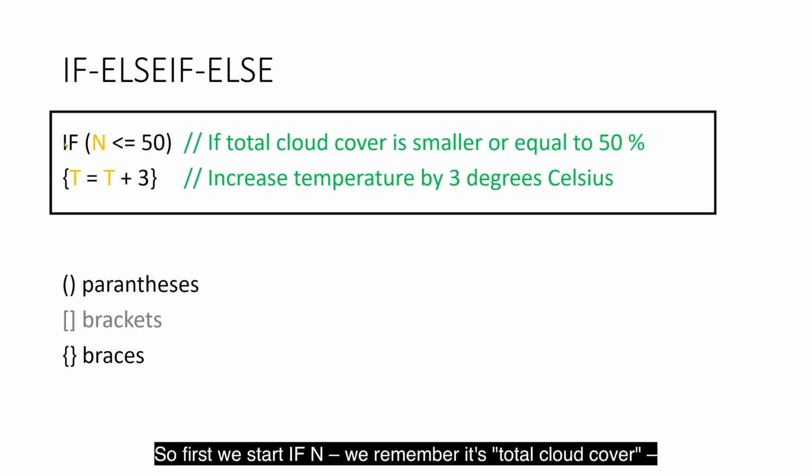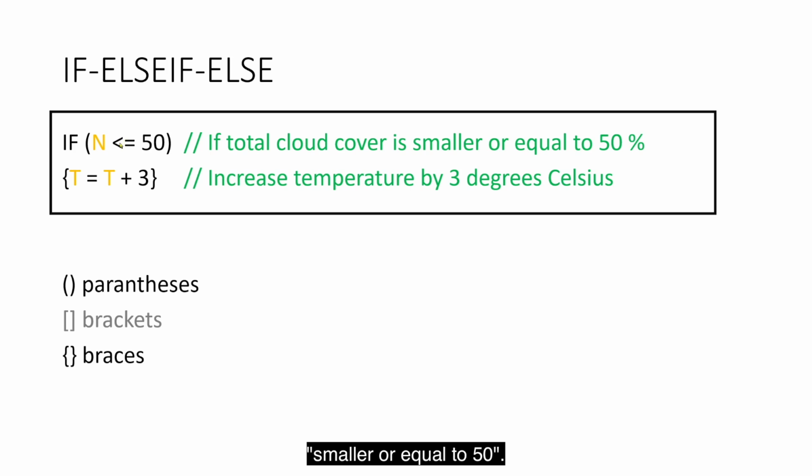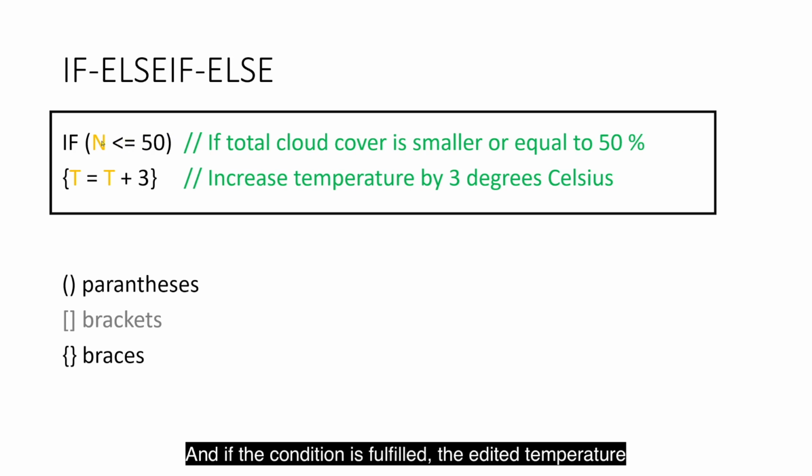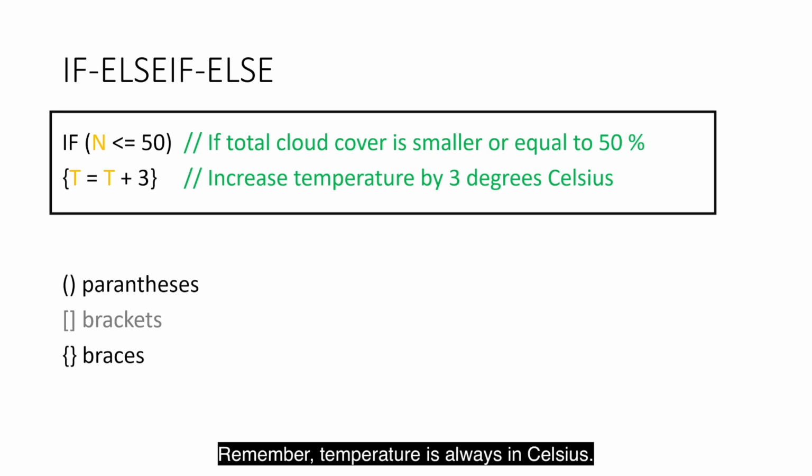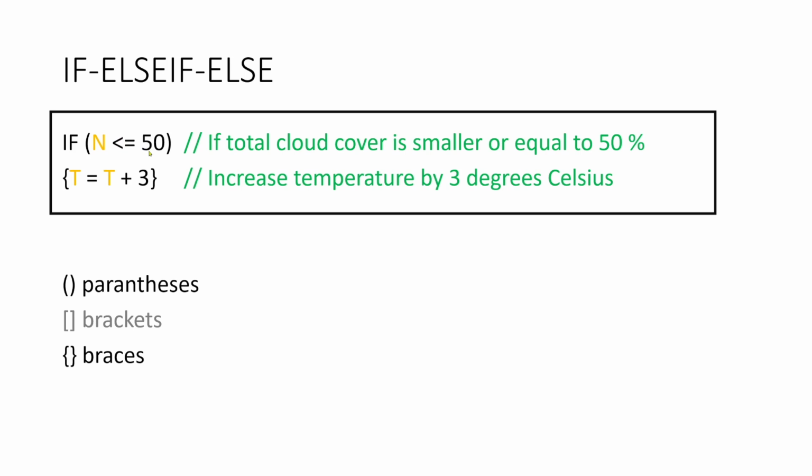So first we start with if, n we remember is total cloud cover, and then we are using the normal comparison signs. So here it says smaller or equal to 50. And if the condition is fulfilled, the edited temperature would be increased from the current value by 3 degrees. Remember, temperature is always in Celsius. And when we are talking about total cloud cover, it's always in percentages.